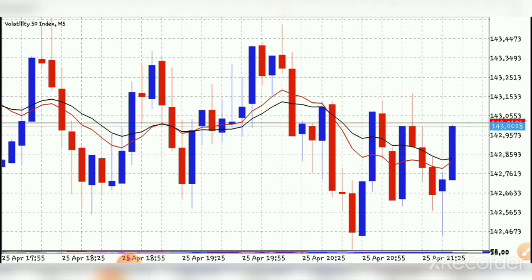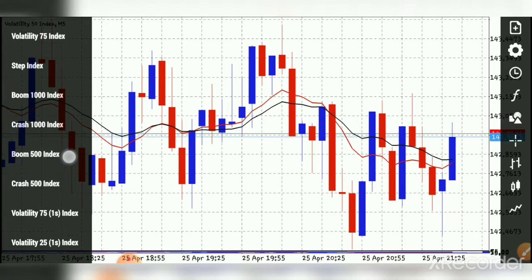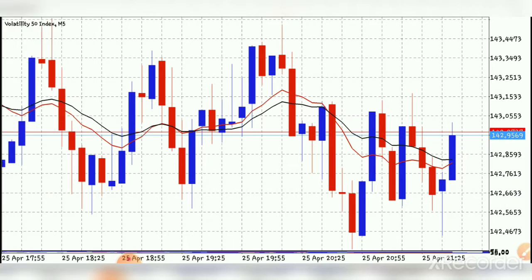In all these assets, we have 4 unique assets that you can't just trade anyhow. You must first understand them. They don't behave like normal currency, so you can't use the knowledge of currency to trade them. They are the boom and crash: boom 1000, boom 500, crash 1000, and crash 500. Those 4 assets, you can't just trade them. You have to understand how each of them works.